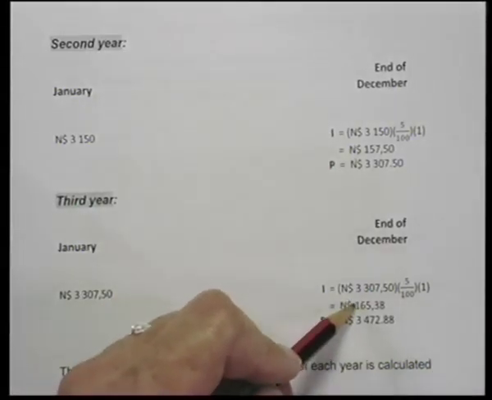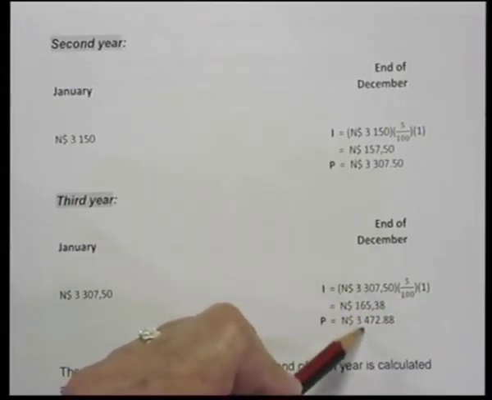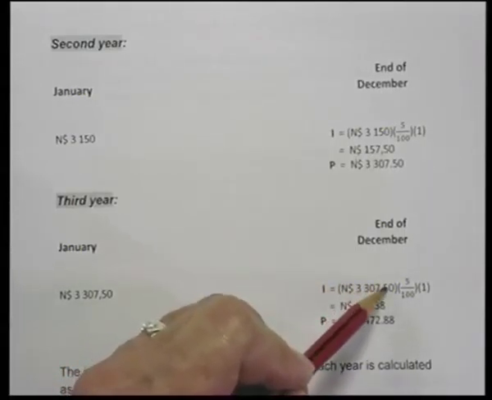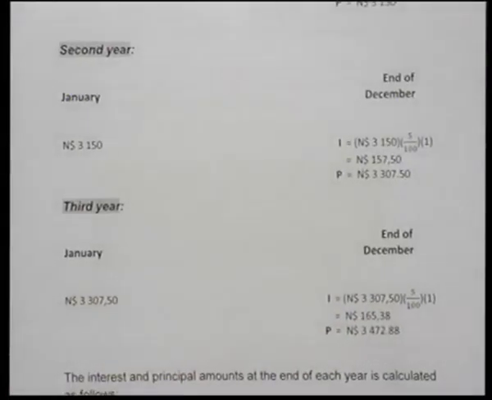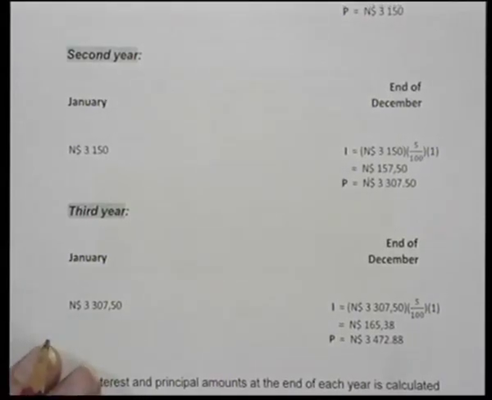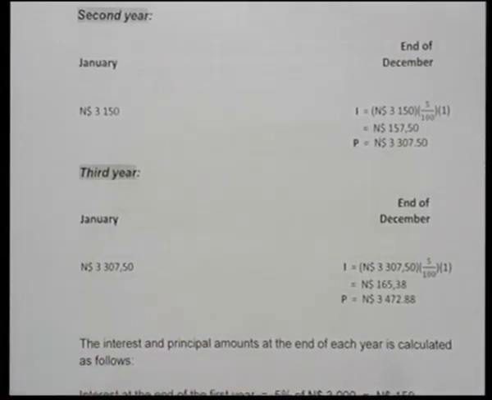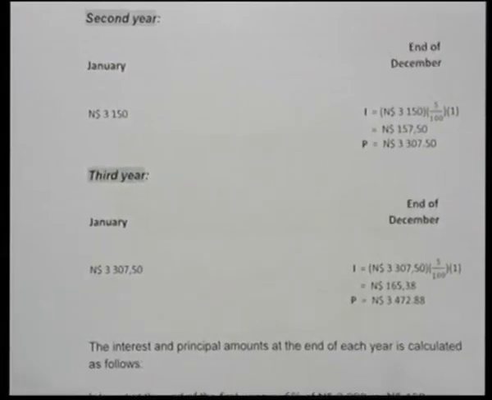And the profit that you make now, the interest, 165.38. You add this to what you had in the beginning of your third year. So 3,307.50 plus 165.38. Now you have 3,472.88. All right, so after 3 years, you will have more money for compound interest than in the simple interest case.